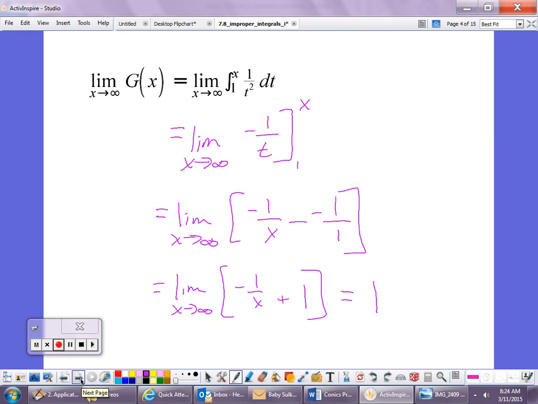So this is a way of evaluating these improper integrals. If I want to know the integral from 1 to infinity of 1 over x squared, I could say, well, what's the limit, as some variable approaches infinity, of the integral from 1 to that variable of 1 over x squared dx?